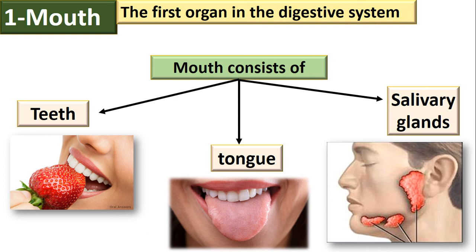The mouth consists of 3 parts: teeth, tongue, and salivary glands. Do you remember the salivary glands? Yes, super. It was an organ in the digestive canal supplementaries. Super. So again, the mouth consists of teeth, tongue, salivary glands.